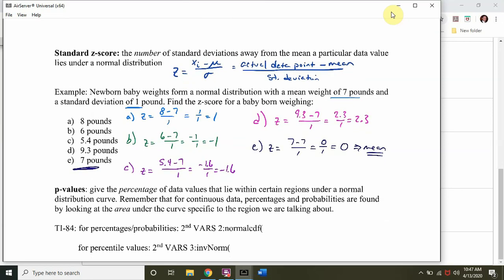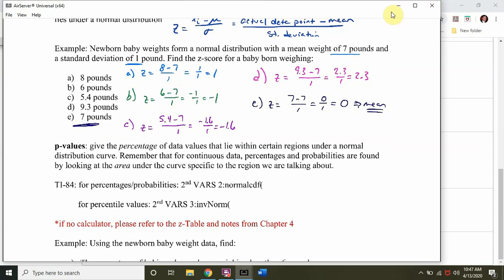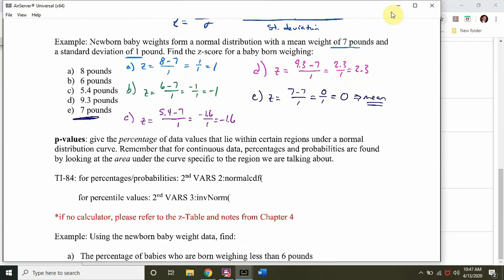And then what we also look at are p-values. Okay, and again, I'm going to do this with the calculator. You can probably find these graphing calculator utilities for free online now. Or you're going to have to refer to the z-tables and notes we used back in chapter 4. Okay, so be careful here. Let me know if you have questions though.